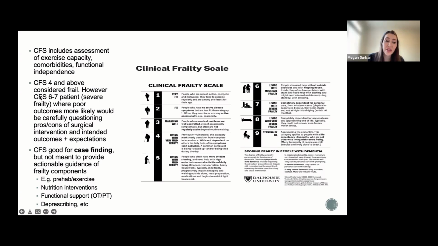So the CFS is very good at case finding, but it's not meant to provide those next steps or actionable components. So as the British guidelines said, if people are identified as frail, they should go on to a CGA to look at things like exercise, prehab, nutrition, functional support, deprescribing, medical optimization.